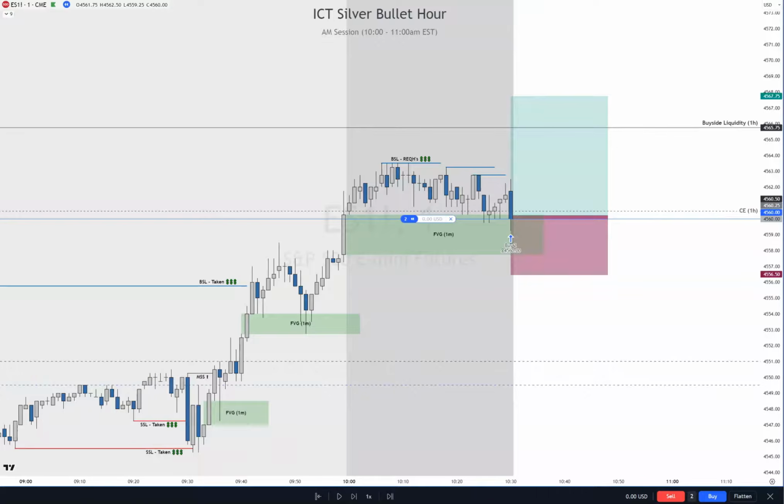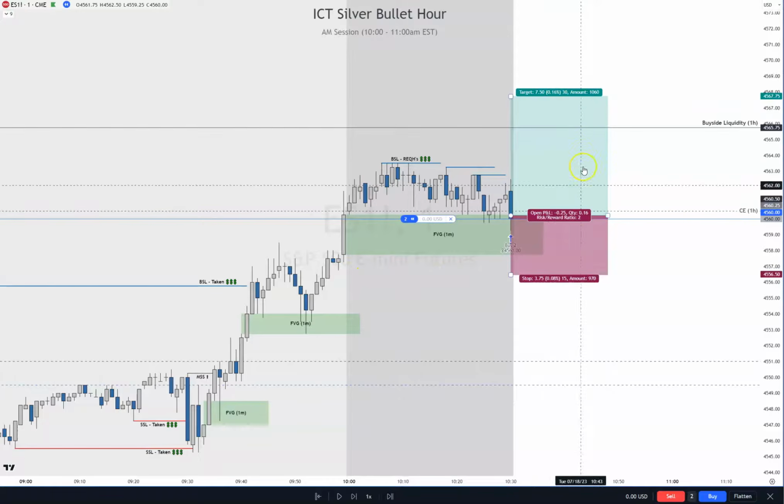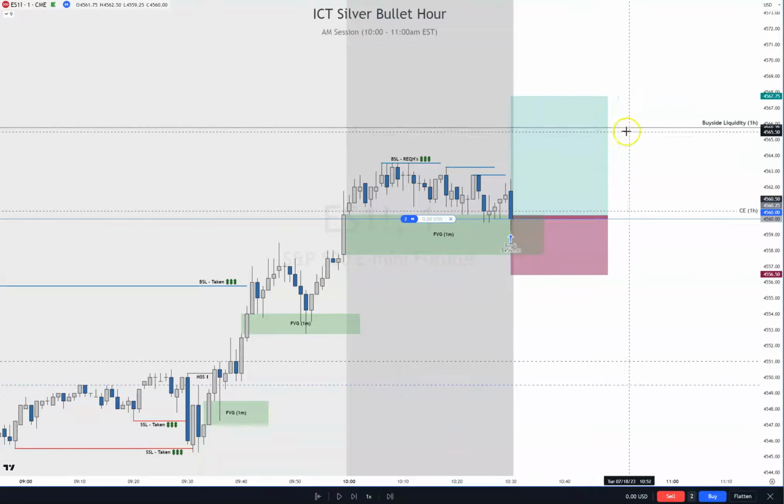I'll put my position on there at the start, one tick below the fair value gap right there. One tick below. I'm targeting 2 to 1 or 1 to 2. That's your first buy side liquidity target. Let's see how this plays out.